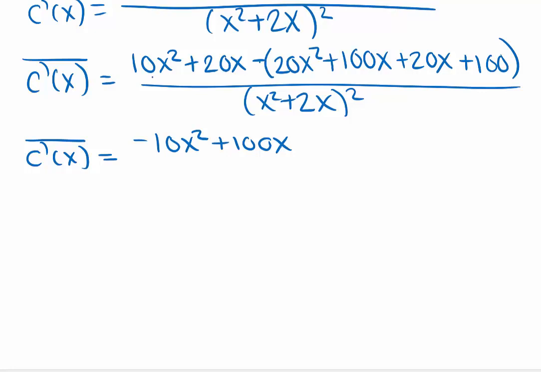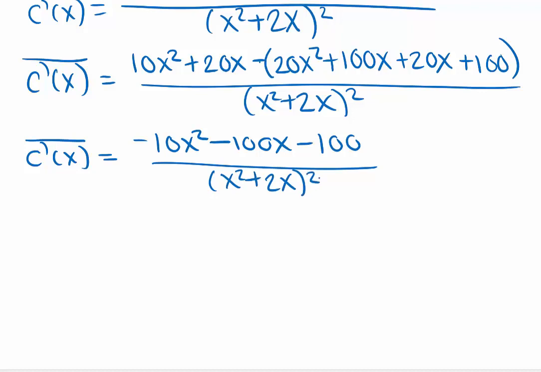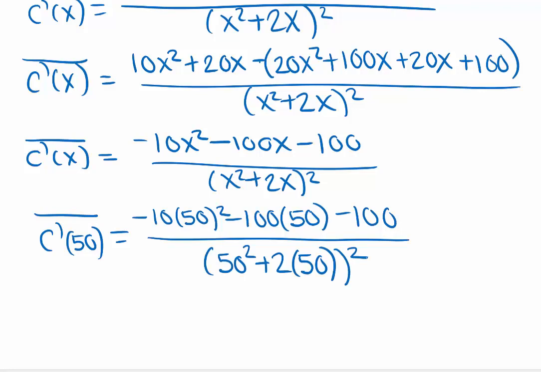10x squared minus 20x squared is minus 10x squared. 20x minus 100x minus 20x, I need to change this, it should be a minus 100x. And then I have a minus 100. All of this over that denominator squared. Finally, in this problem, they want to know what is the marginal average cost when x is 50. So that means we're going to have to plug 50 into this function. And now this is something that I'm going to need a calculator to finish.